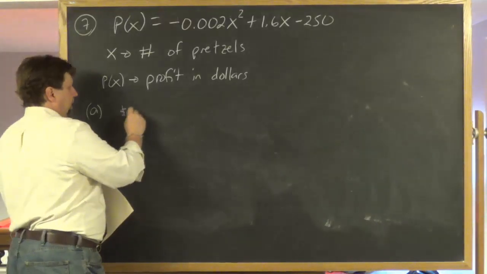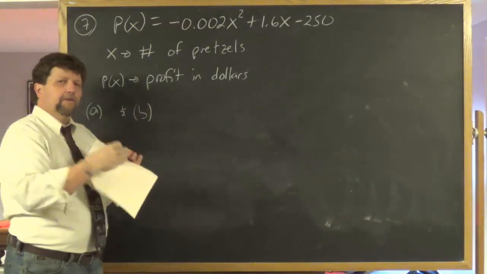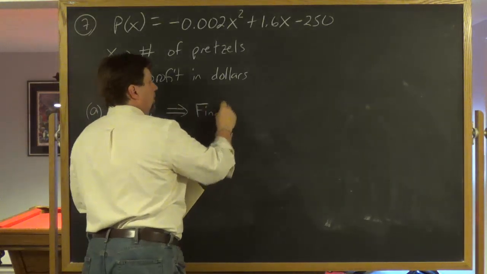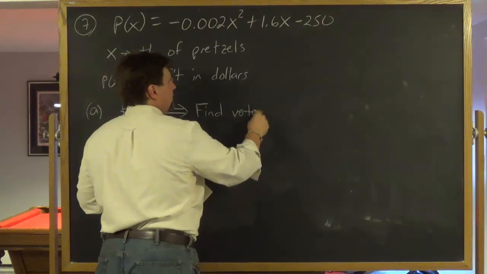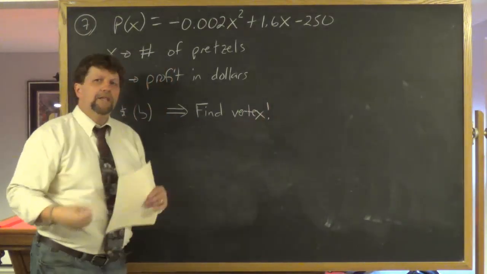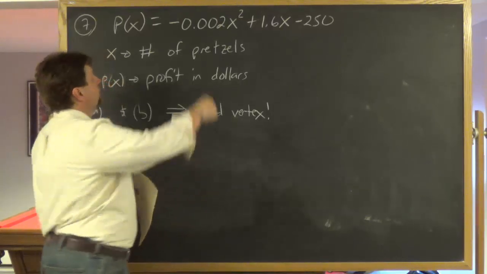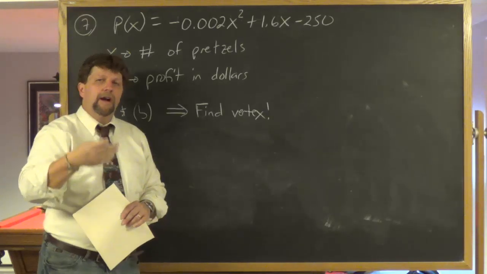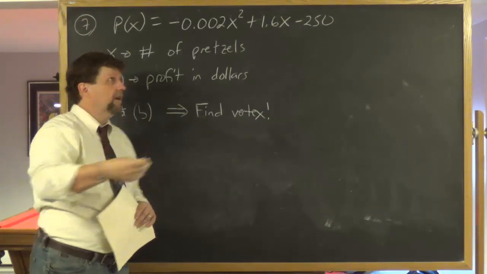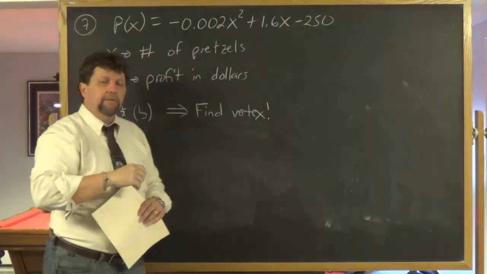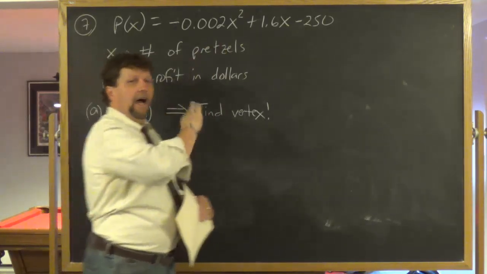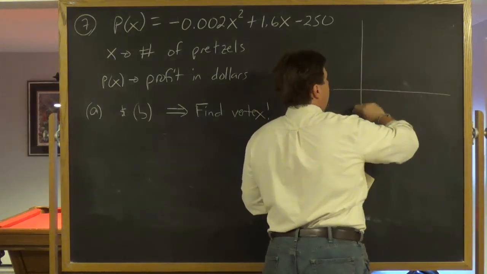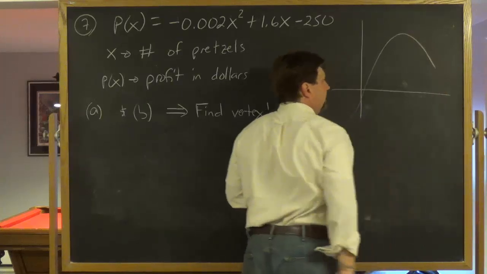A and B, both of those together are telling you to find the vertex. And how do we know it's telling us to find the vertex? Well, look at this function. It's a quadratic function. We know the graph of a quadratic function is a parabola. A is a negative number, so it's a sad parabola. I don't know what the graph looks like exactly, but I do know it has a shape something like this.